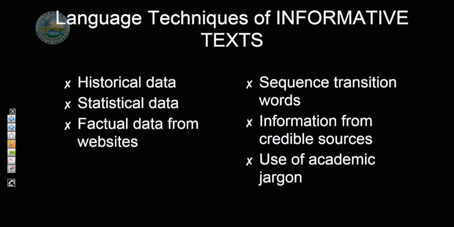The language techniques that you can look out for in informative text would include historical data, as I indicated before, social studies, history. Even in terms of literature, you may get some information about a writer and you'll get some historical data. Statistical data of figures, percentages, ratios, all of these are very important.